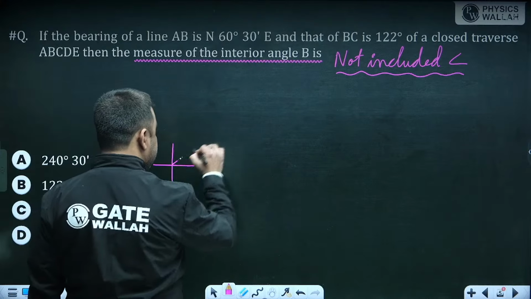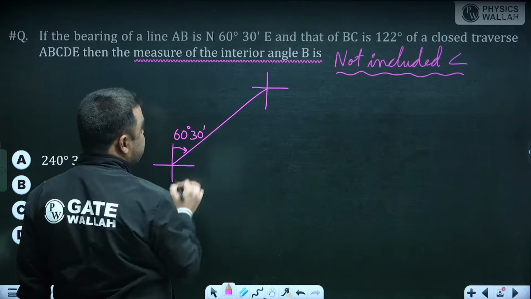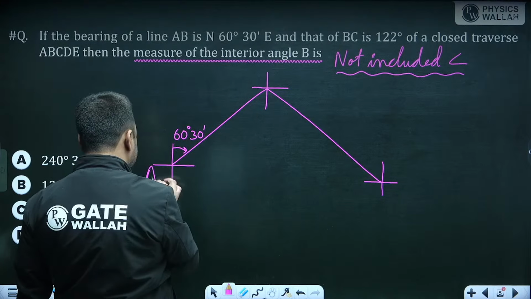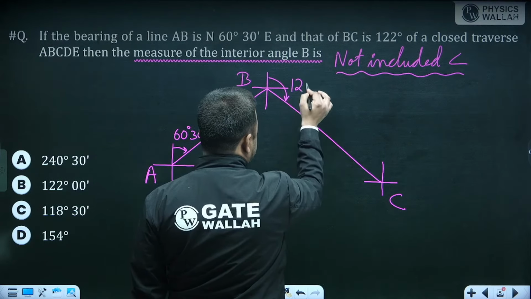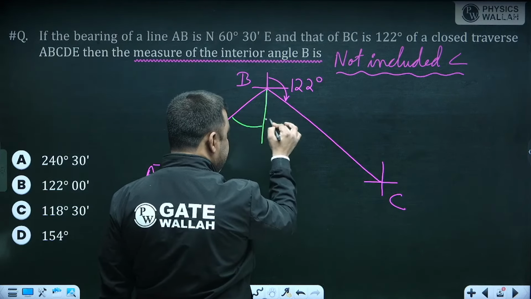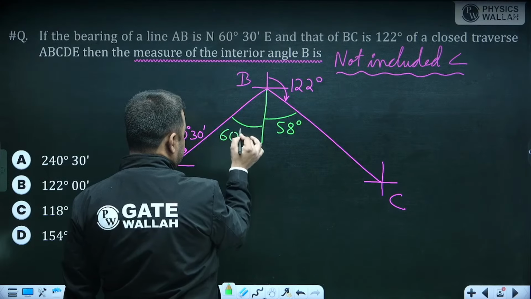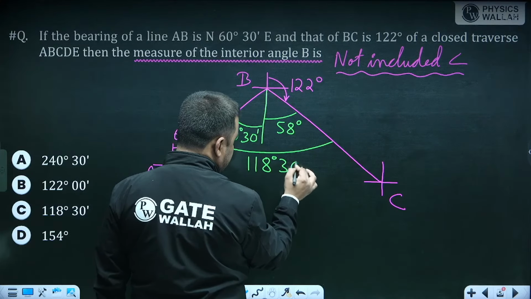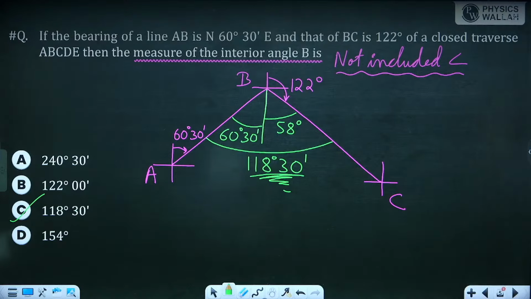North 60 degree 30 minutes east. So this would be the angle, 60 degree 30 minutes eastward. And for BC it is 122 degree. See, for AB it is given in quadrantal form and for BC it is given in WCB form. This would be my interior angle. This will be 58 degree, and this will be 60 degree 30 minutes. So the total would be 118 degree 30 minutes. Answer is option C. Good going.